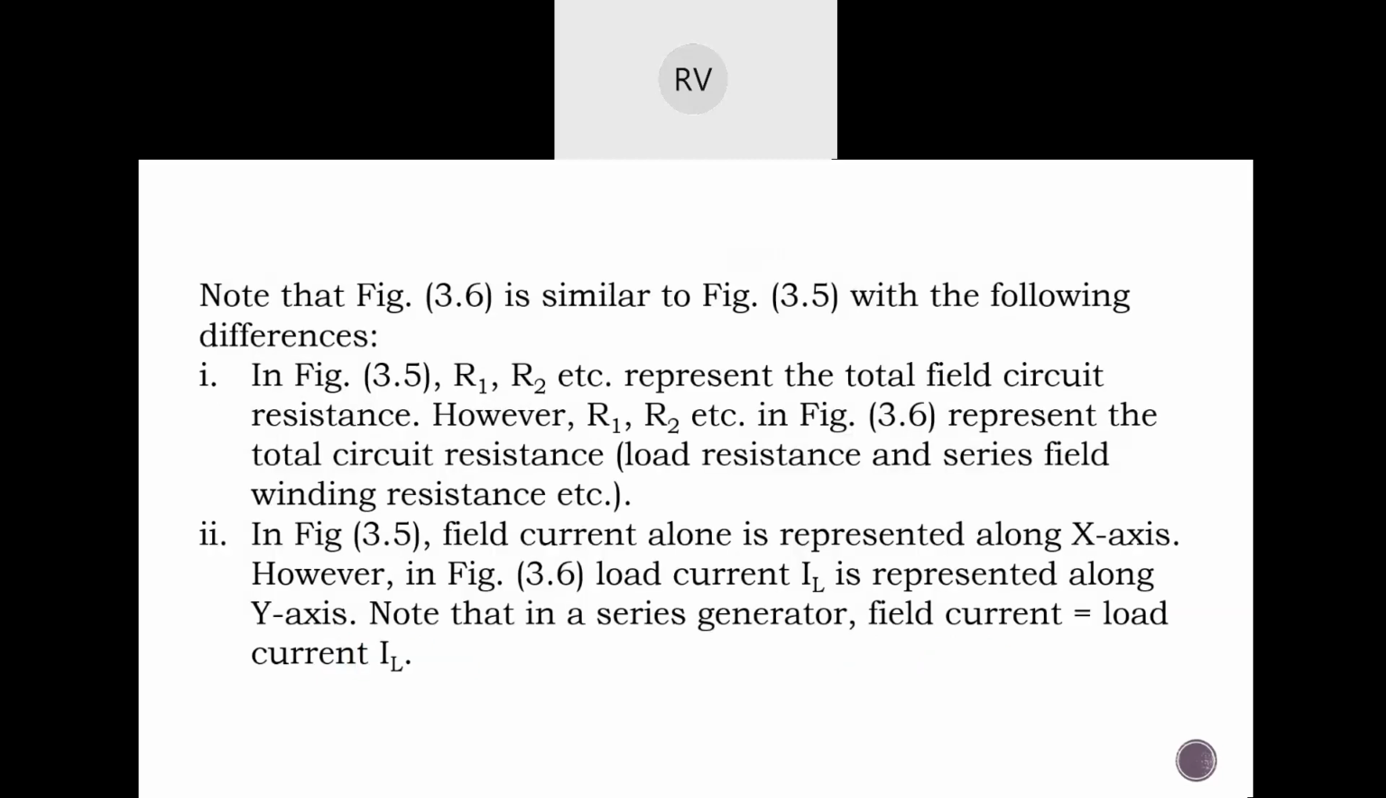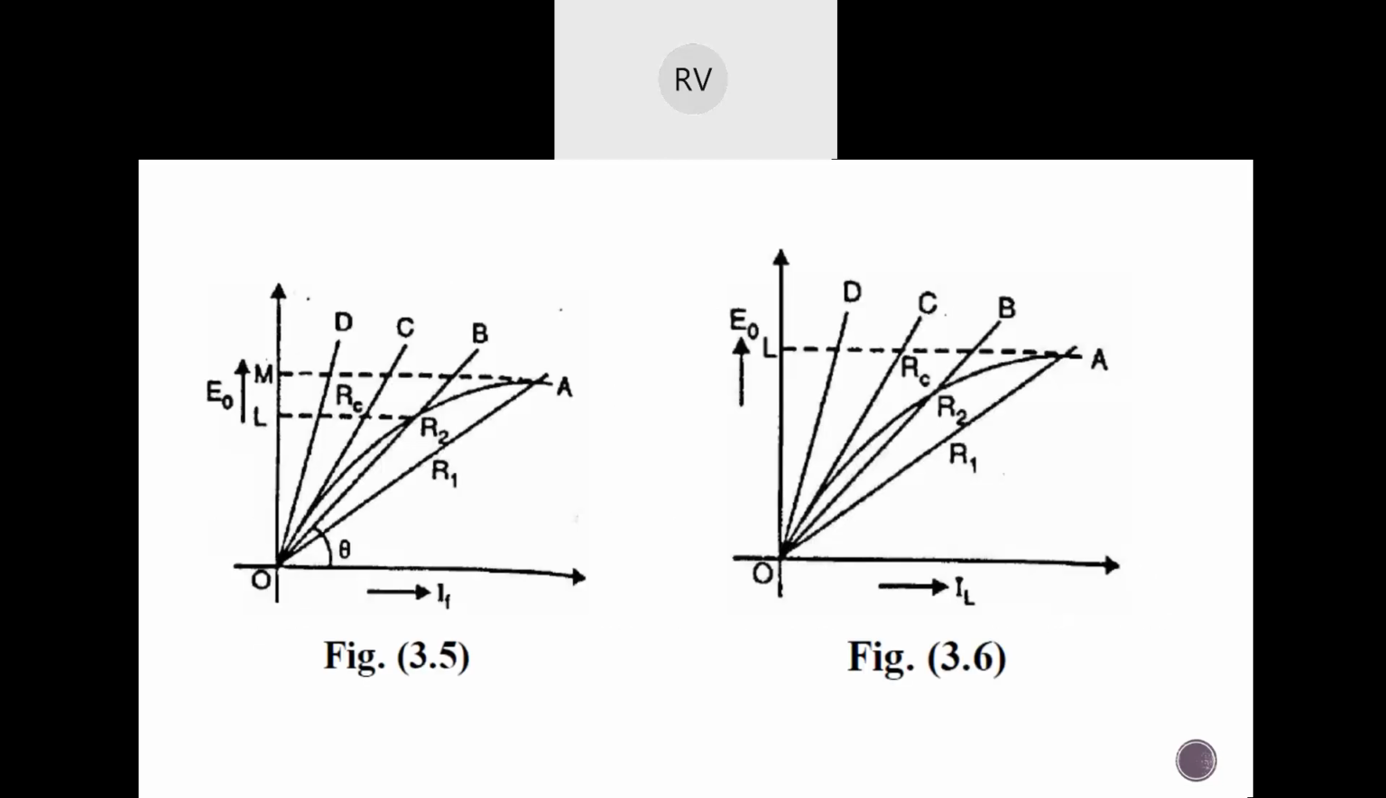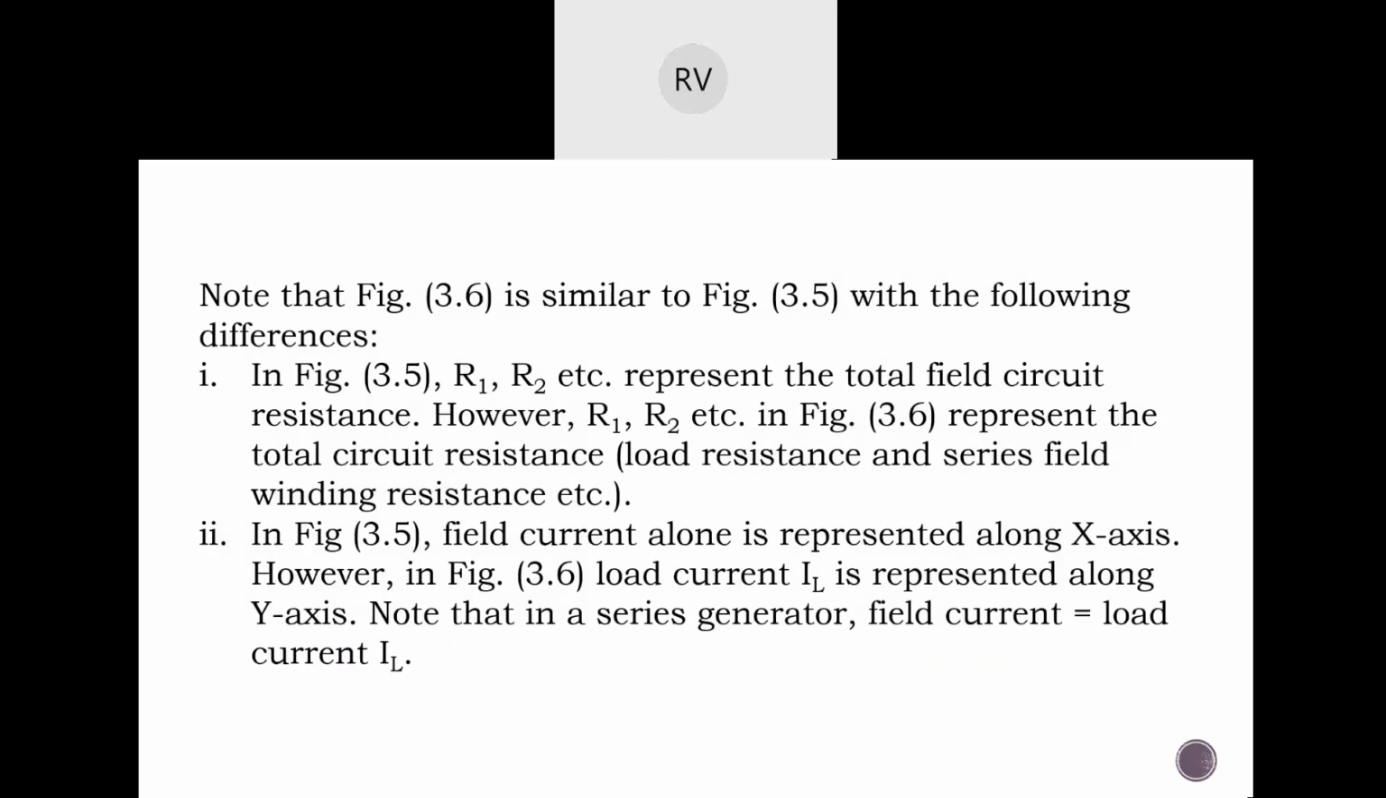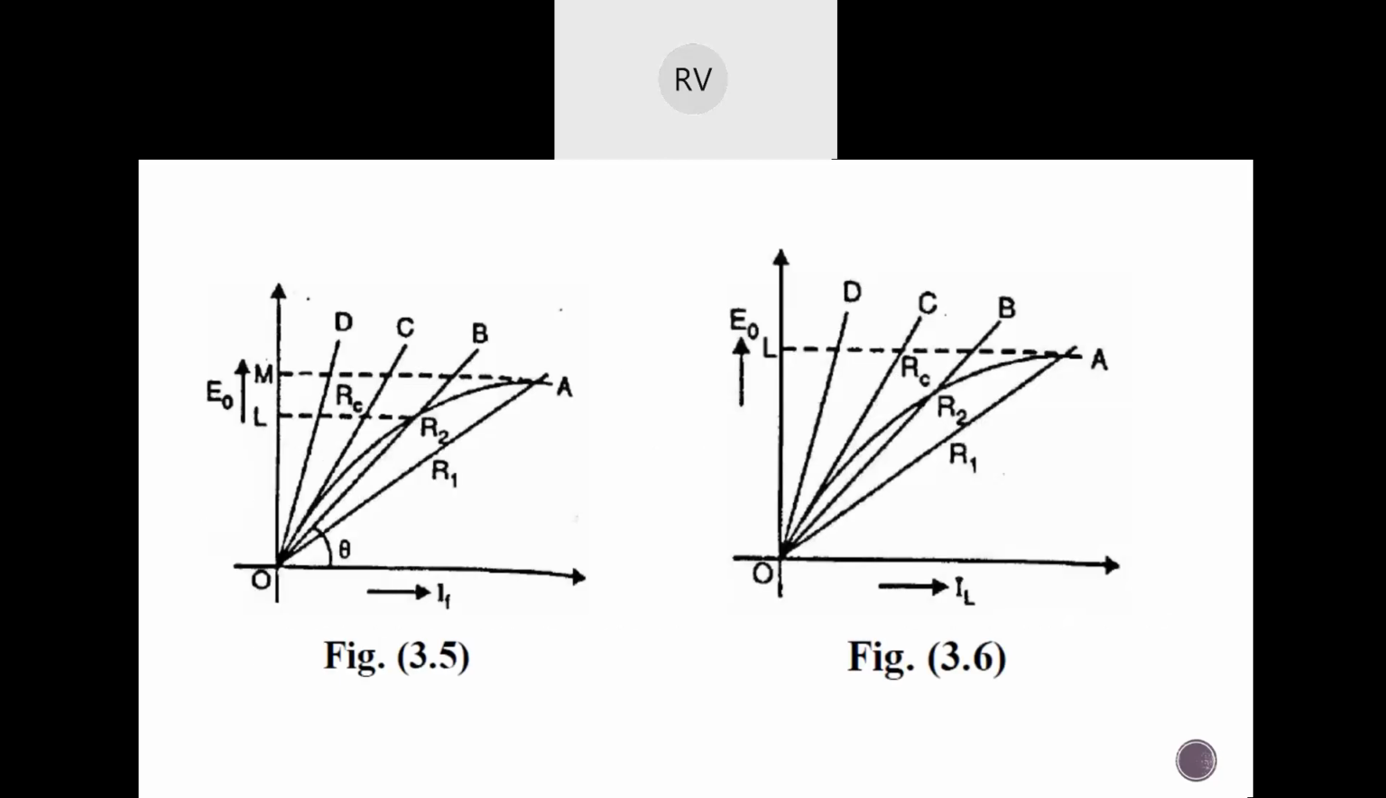In figure 3.5, field current alone is represented along the x-axis. However, in 3.6, load current is represented along the x-axis. Note that in a series generator, field current is equal to load current IL. So here if you see, the x-axis of this shunt generator is represented by the field current of that particular shunt generator, whereas in case of the series generator we have the load current.